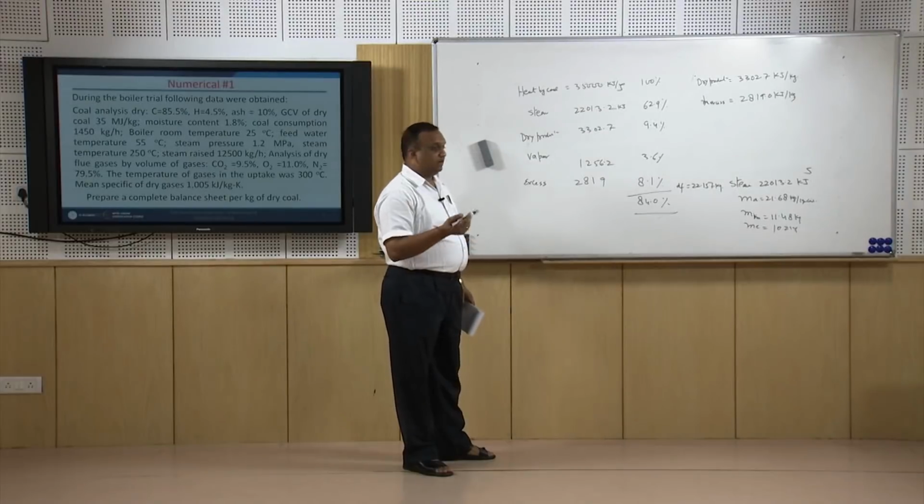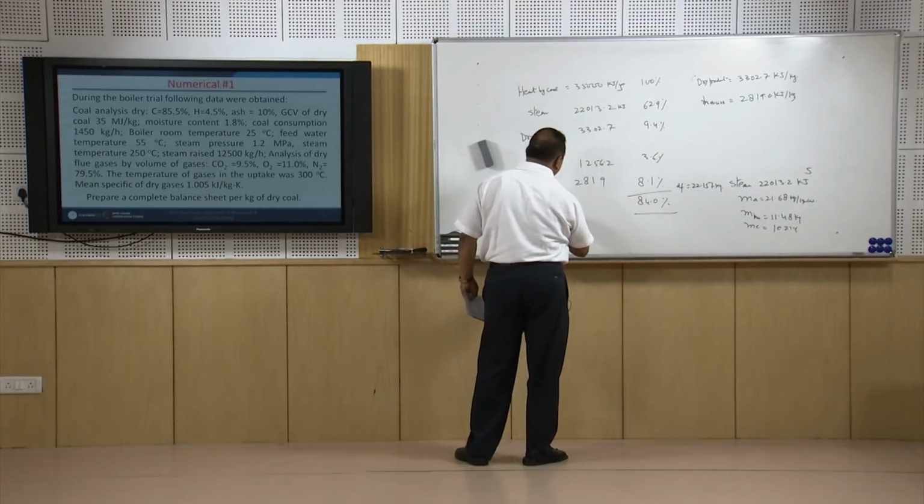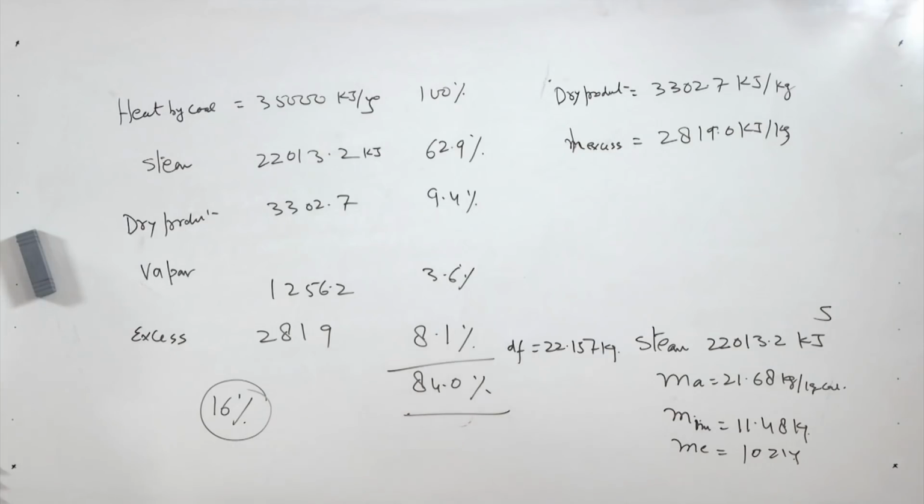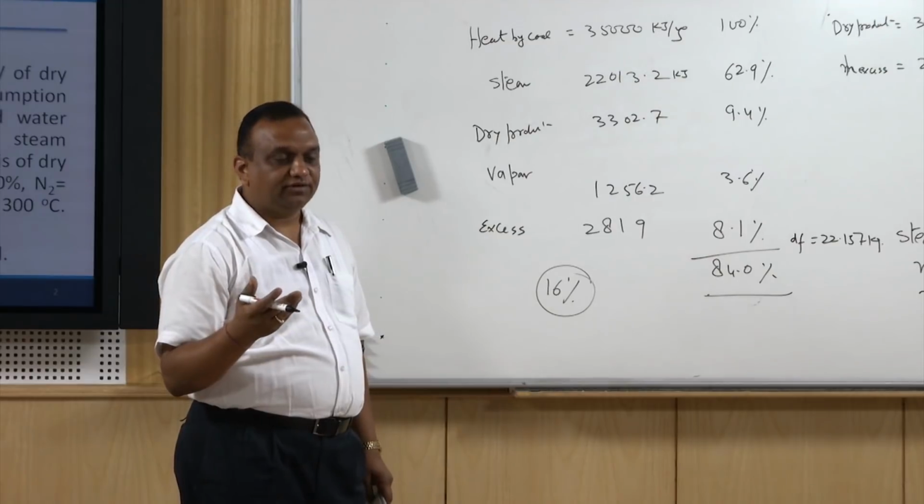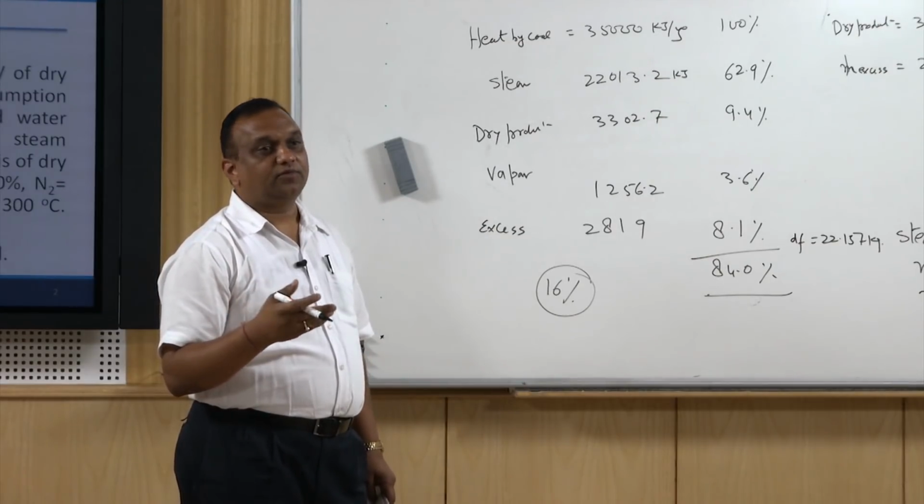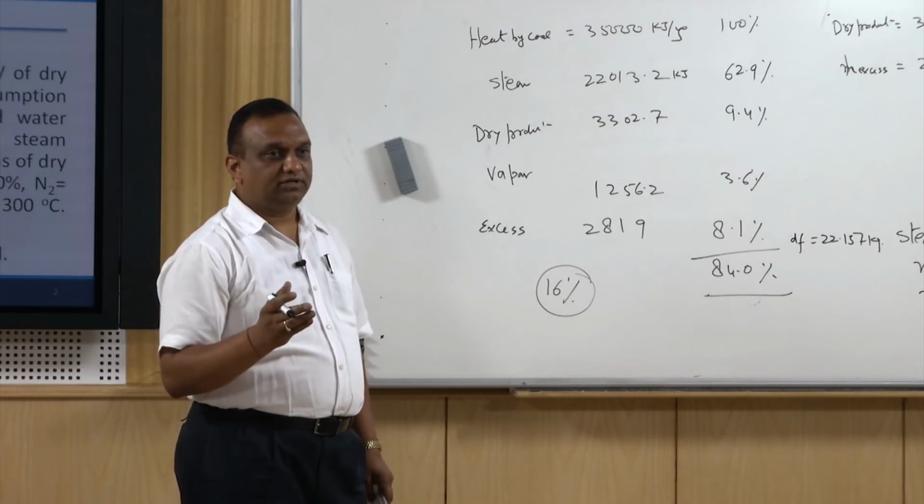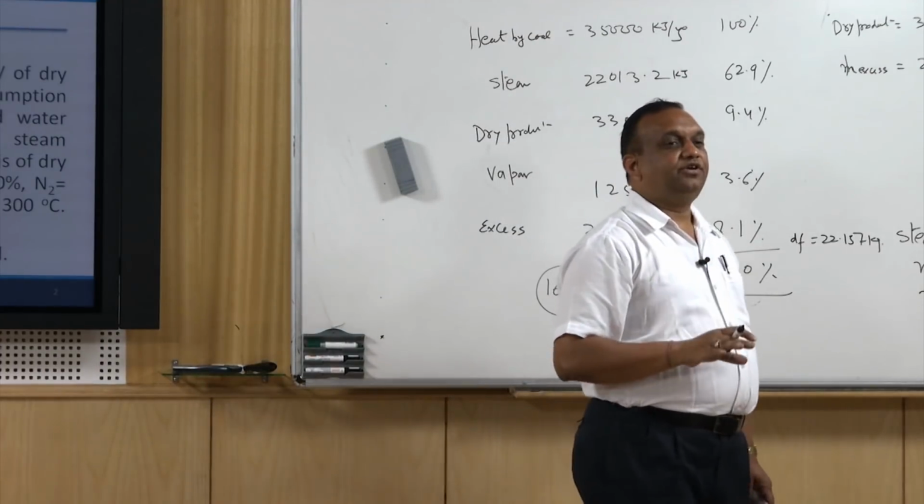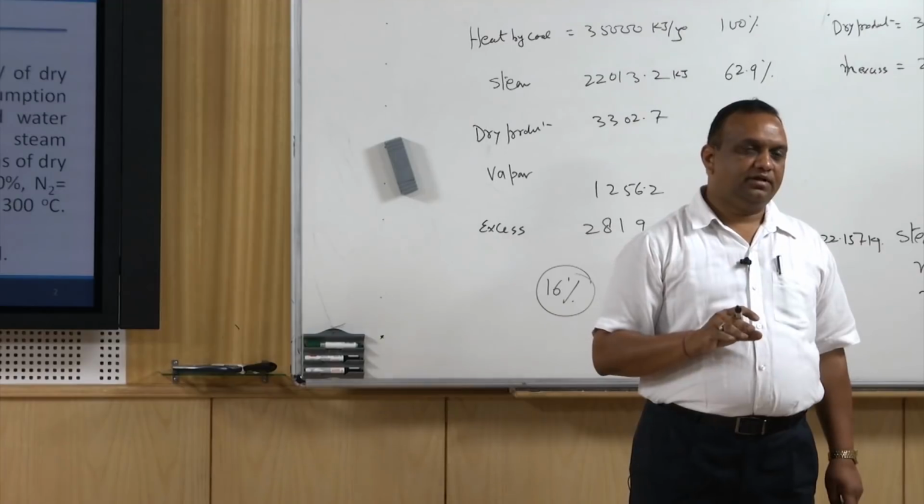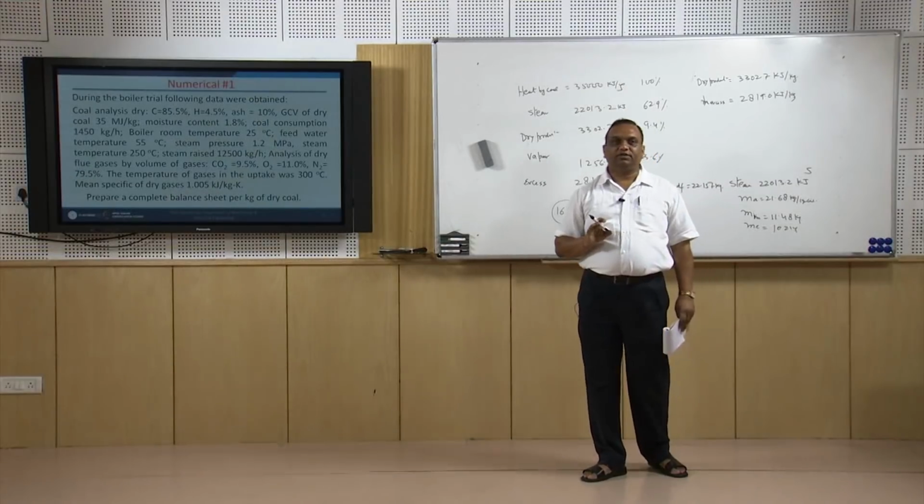Now this is 100%, so 16% of the heat is unaccounted. So 16% of the heat is going to the surroundings in the form of radiation, conduction and other forms. That is how the boiler trial is taken and the balance sheet of the boiler is prepared. From the next class, we will start with nozzles.